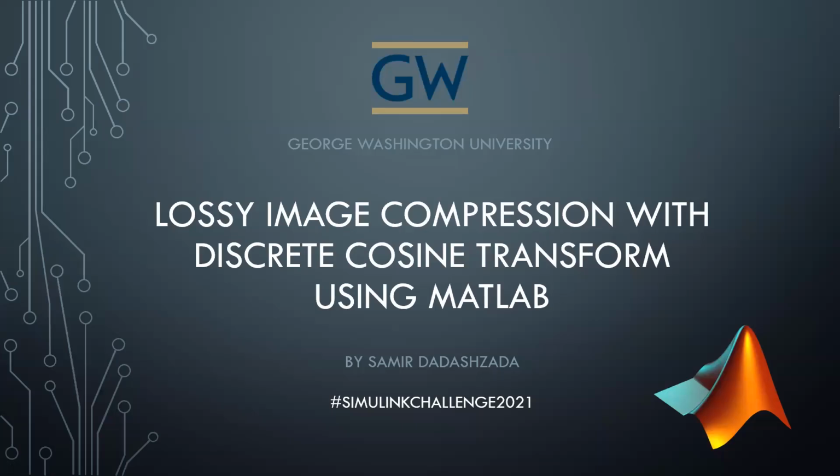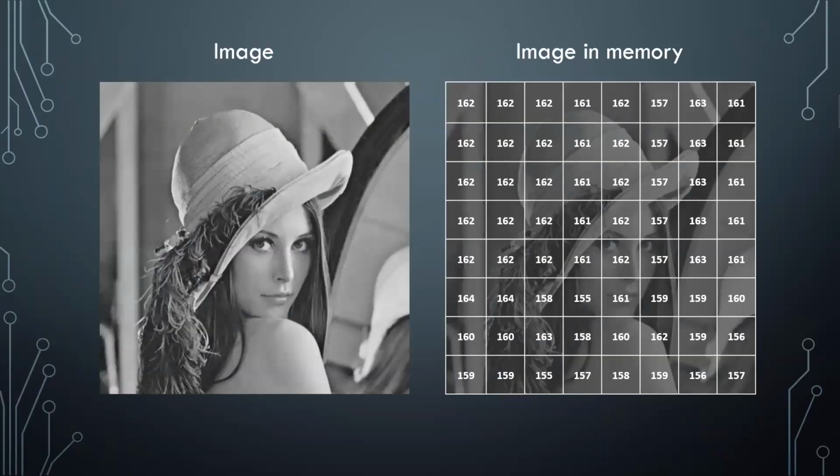Hey, I'm a student at George Washington University, and I will talk about lossy image compression with discrete cosine transform using Matlab. As you know, images are saved as pixels in memory, and a pixel actually means nothing but a bunch of numbers. For a grayscale image, the number is between 0 and 255.